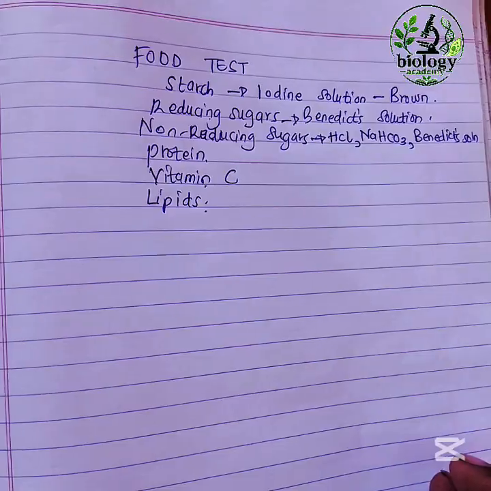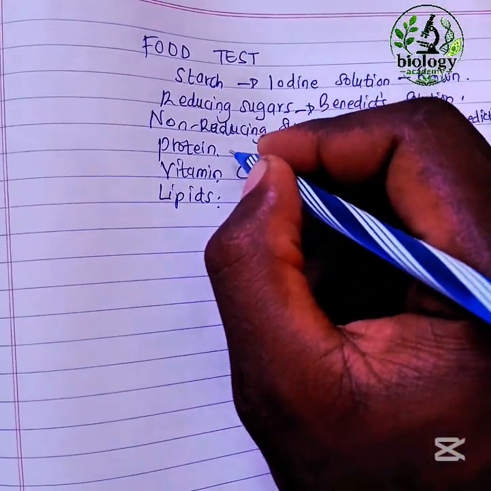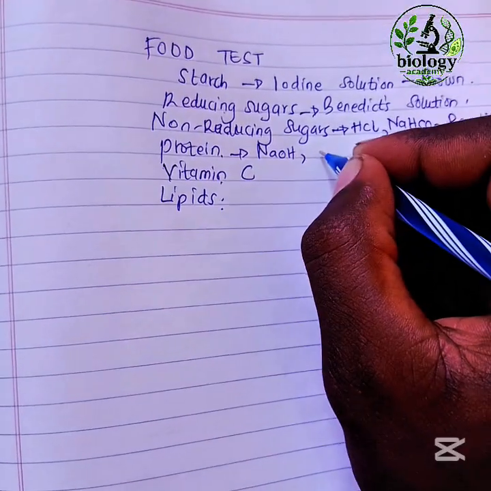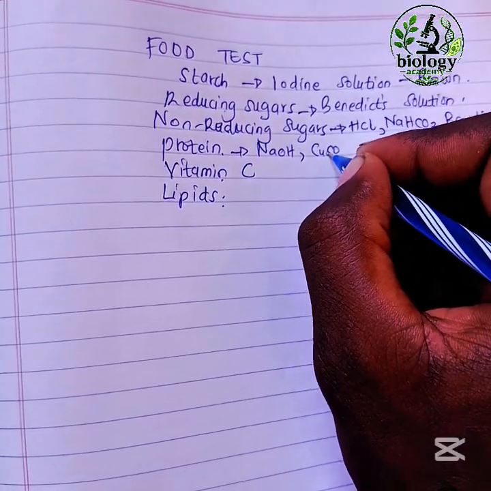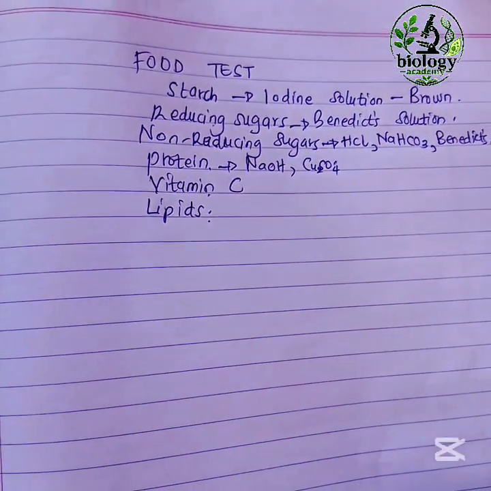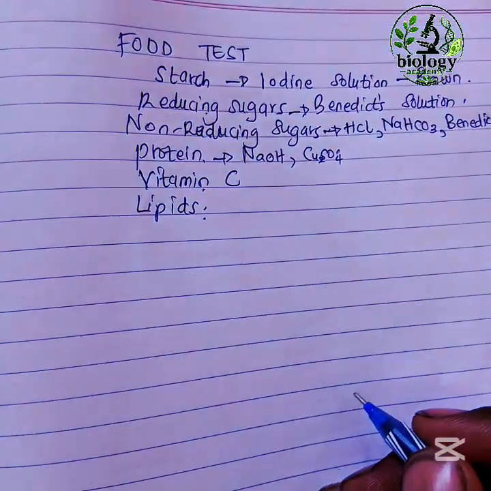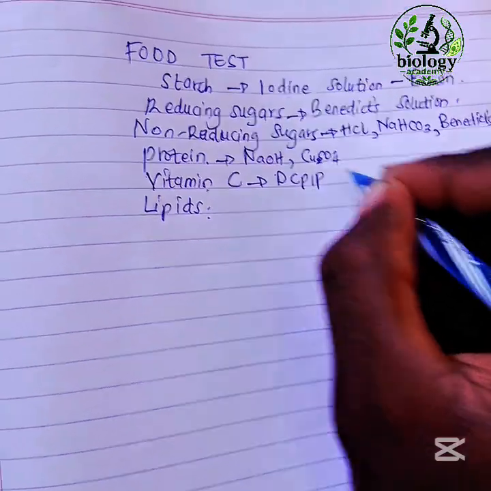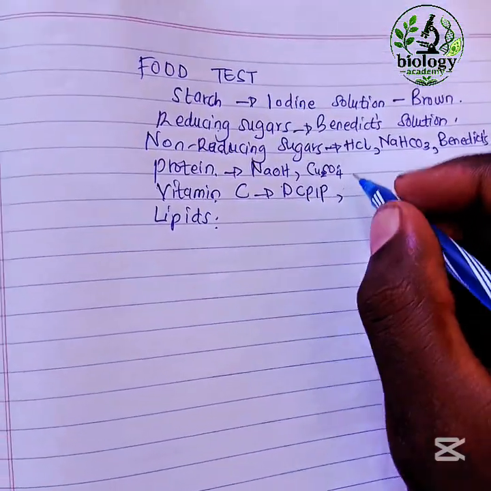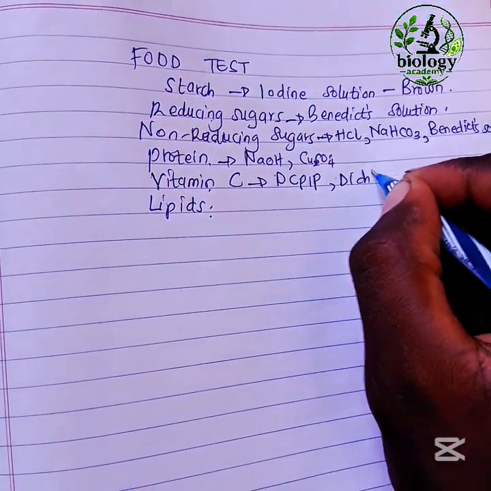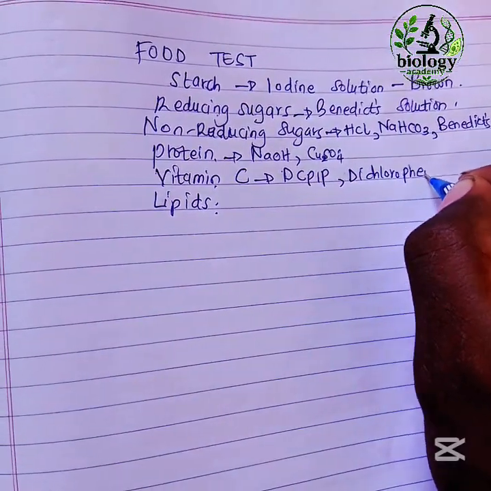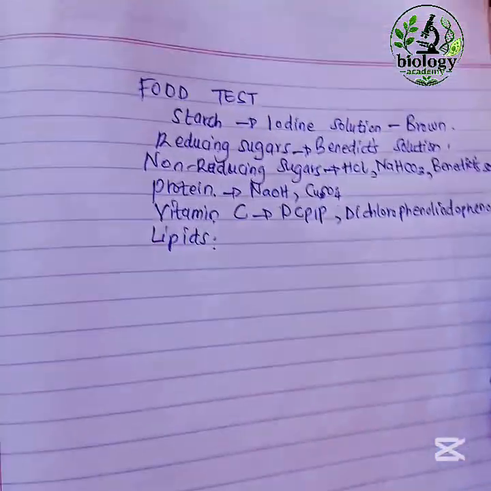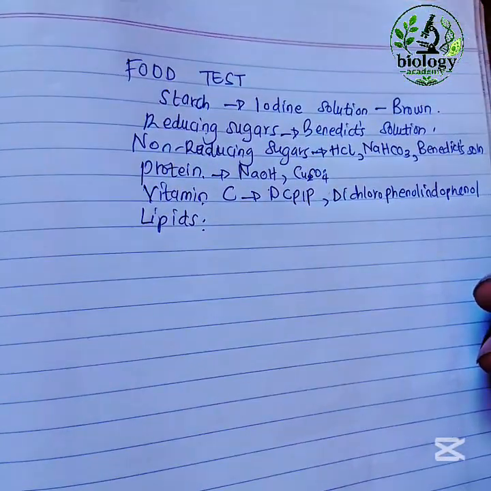And we also have tests for protein, and the reagents include sodium hydroxide and copper (II) sulfate. In testing for vitamin C, we usually use DCPIP. The full name of DCPIP is dichlorophenol indophenol.